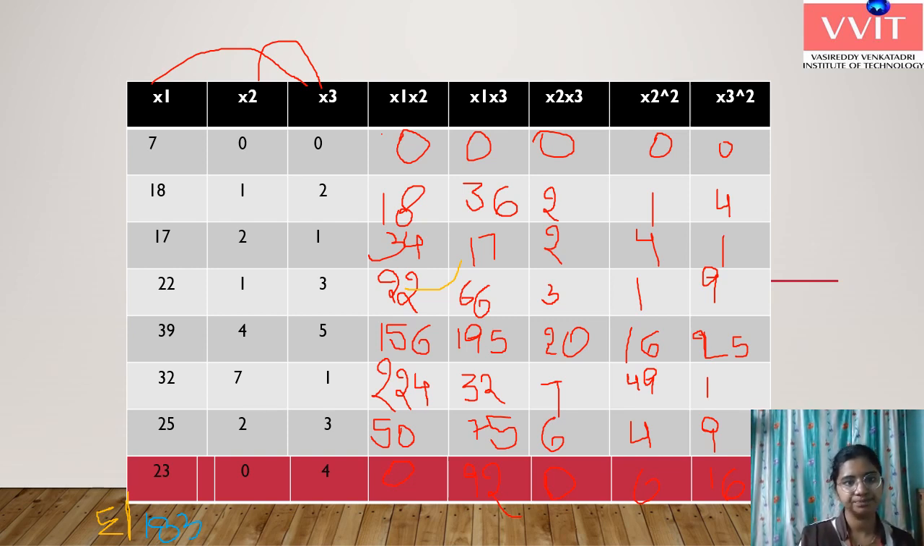Sigma x2 is 17, and sigma x3 is 19, and sigma x1 x2. Sigma x1 x2 is 18 plus 34 plus 22 plus 156 plus 224 plus 50 plus 0. That is 504.